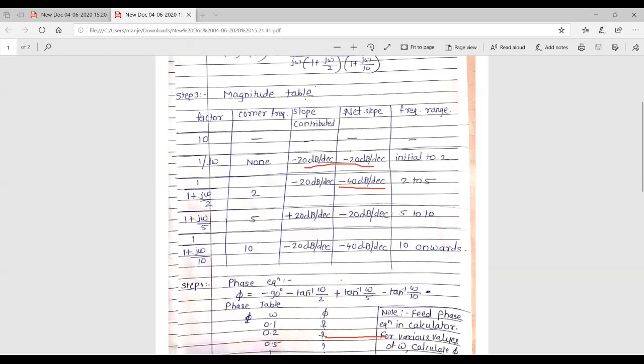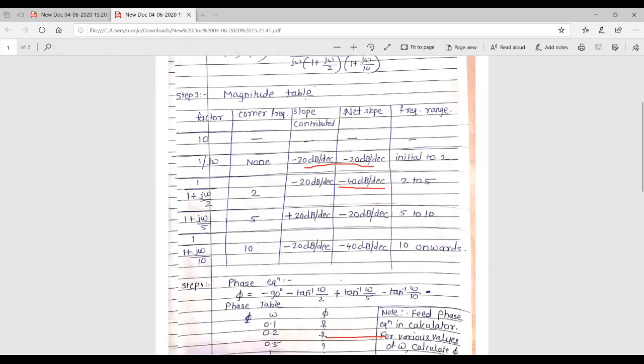At 5, what happens? Another corner frequency. So this factor starts contributing. It will contribute plus 20 dB per decade. Initially it was minus 40, plus 20, so it will again become minus 20. This will continue till the next corner frequency. This will start contributing minus 20. So minus 20, minus 20, again minus 40.